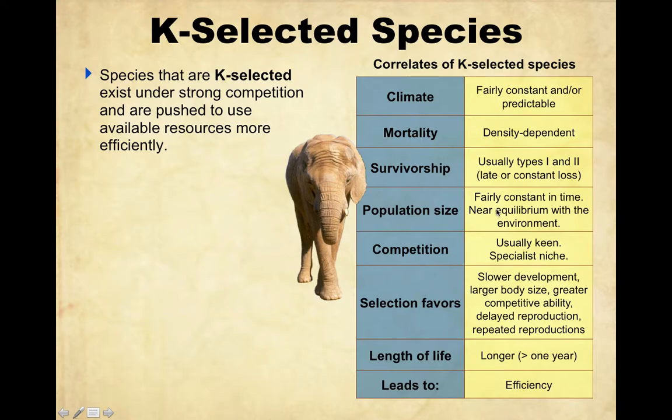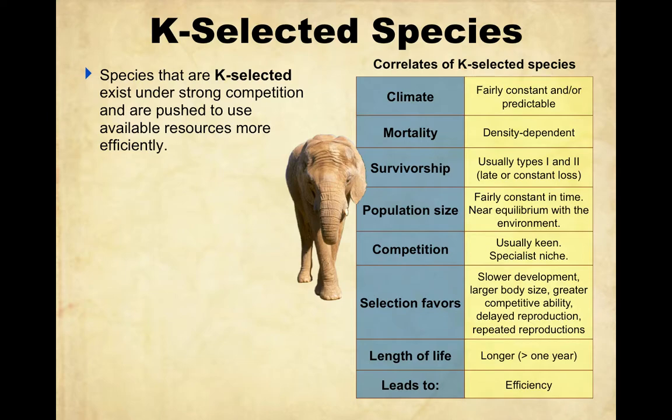Their population size tends to be constant and near carrying capacity and at equilibrium. Their competition is pretty high, and they are specialists, and that's why the competition amongst the organisms of that species is so high. They develop slowly. Their body size tends to be larger. They are able to compete much more. They reproduce later in life, and they have repeated reproductions, meaning they can have more than one set of children throughout their lives. And their lifespan tends to be significantly longer.